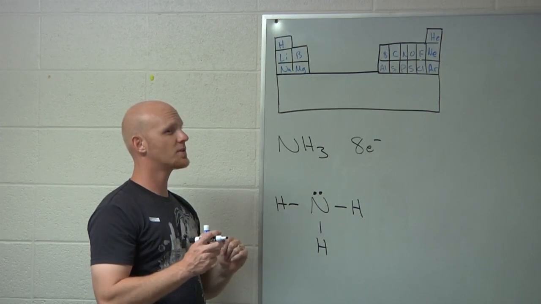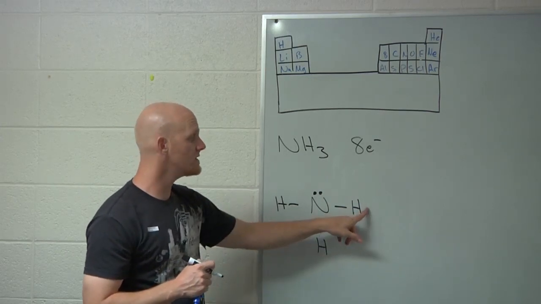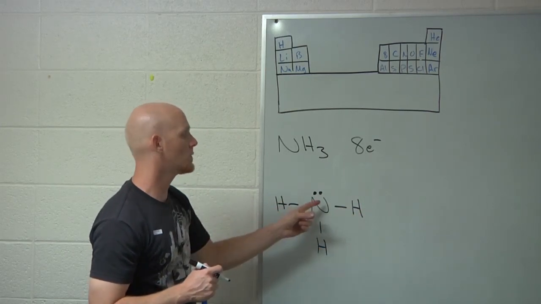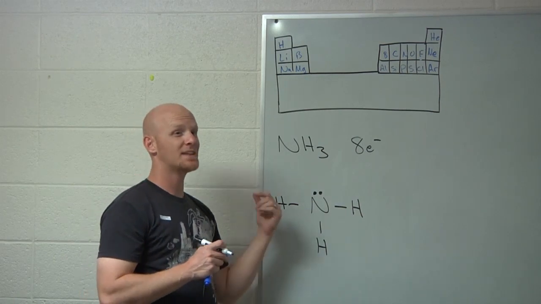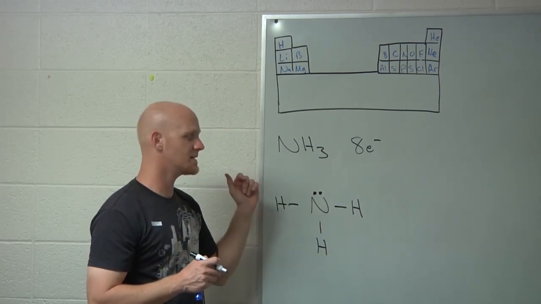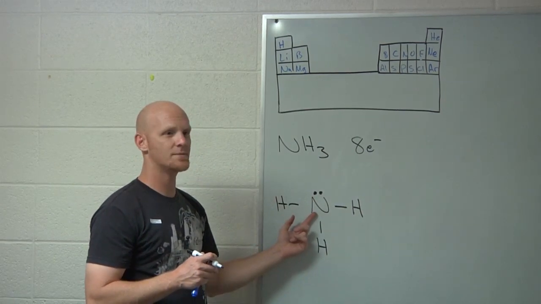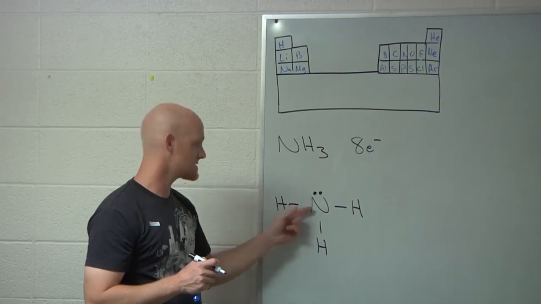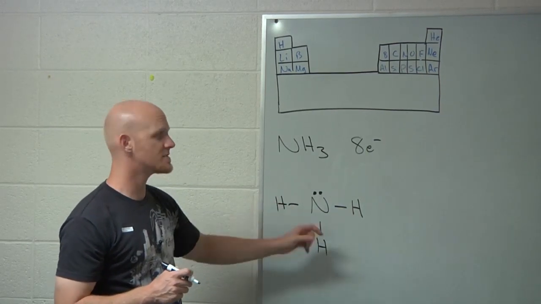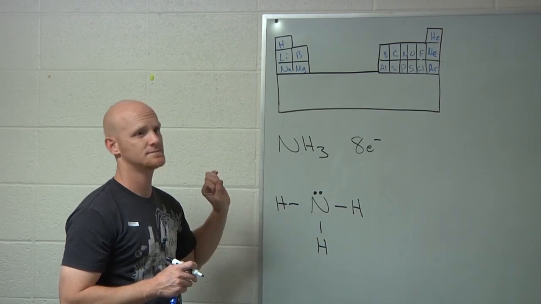And once you run out of electrons, the last thing you ask yourself, because you always fill up the outside atoms first and worry about the central atom last, is the central atom happy? And is he happy? Yeah. Yes, then that's the structure. That is the Lewis dot structure of ammonia. Done.